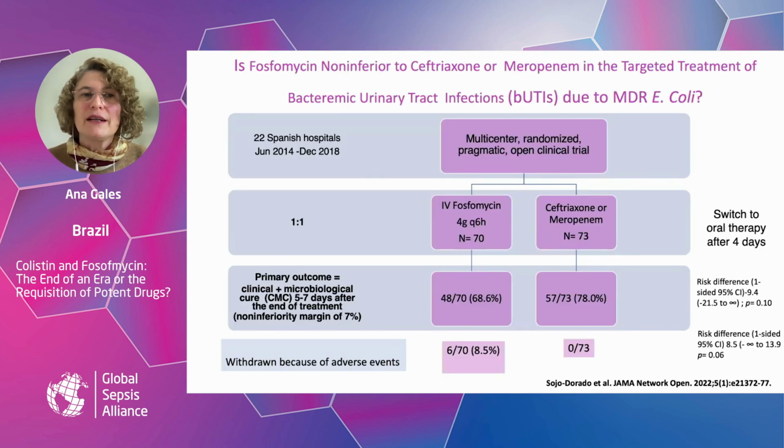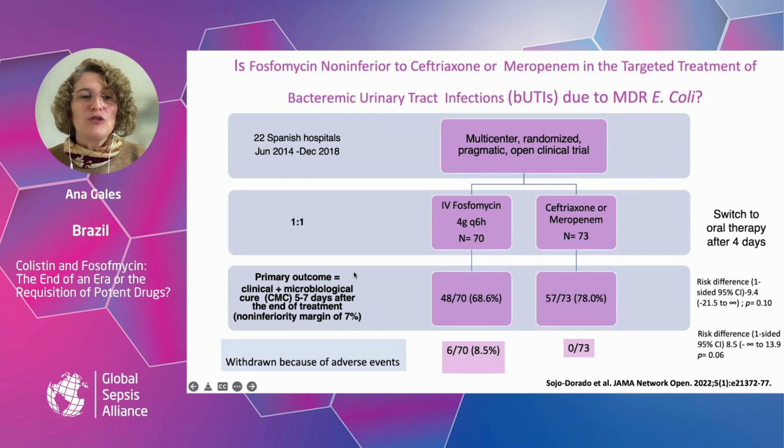Fosfomycin was recently evaluated compared to ceftriaxone and meropenem for treatment of bacterial urinary tract infections due to multidrug resistant E. coli. So the idea was, is fosfomycin non-inferior to ceftriaxone or meropenem? It was an open, randomized clinical trial, and the patients were randomized 1-to-1. One group would receive fosfomycin 4 grams every 6 hours, and the other group would receive ceftriaxone or meropenem. They would receive meropenem if the isolate was resistant to ceftriaxone.